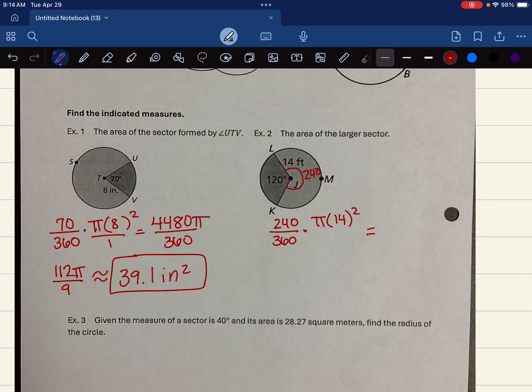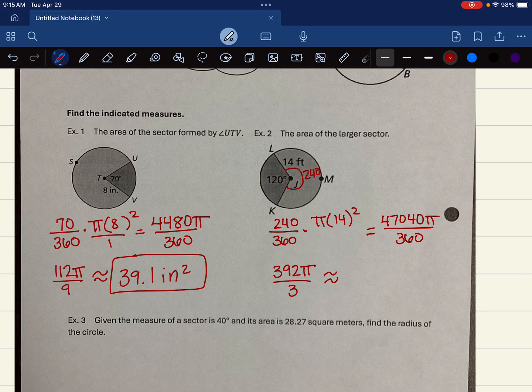Okay. Again, we're going to let our calculator help us. Square 14, and then multiply that by 240. It's a big number. 47,040, still with pi over 360. We're going to simplify that fraction first to get an exact answer. We should get 392 pi over 3.